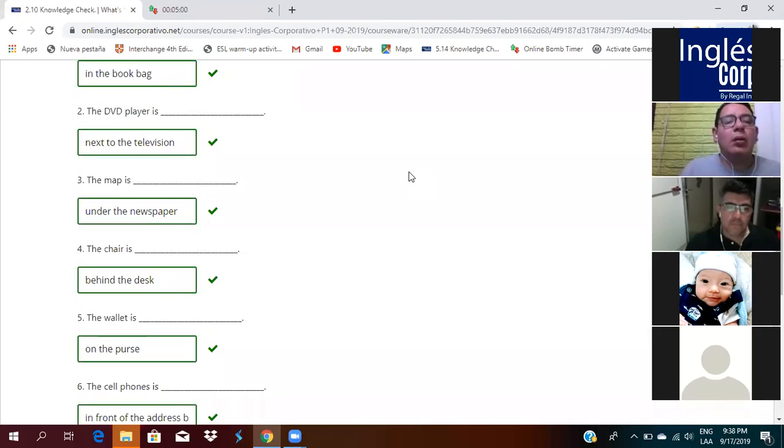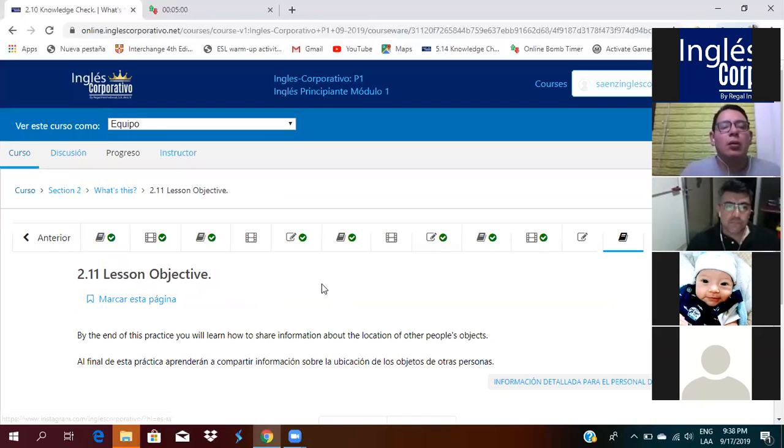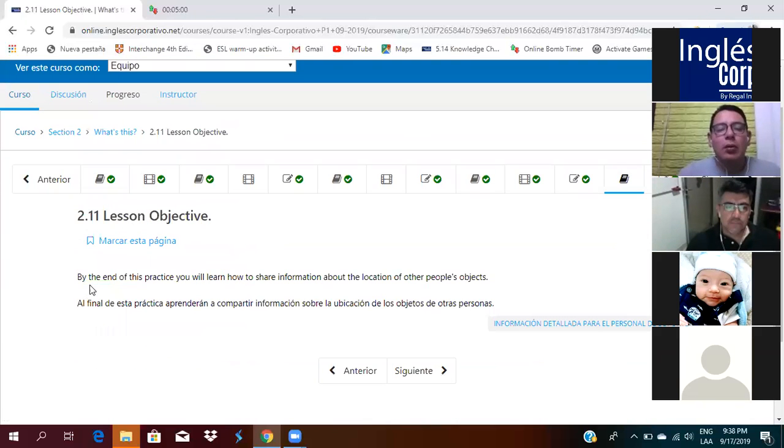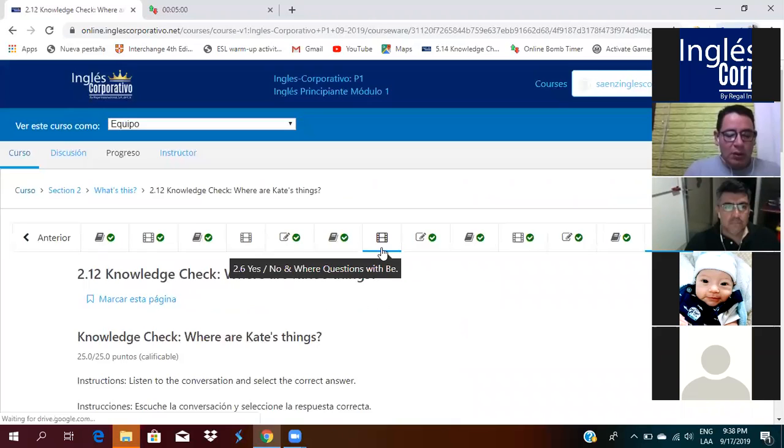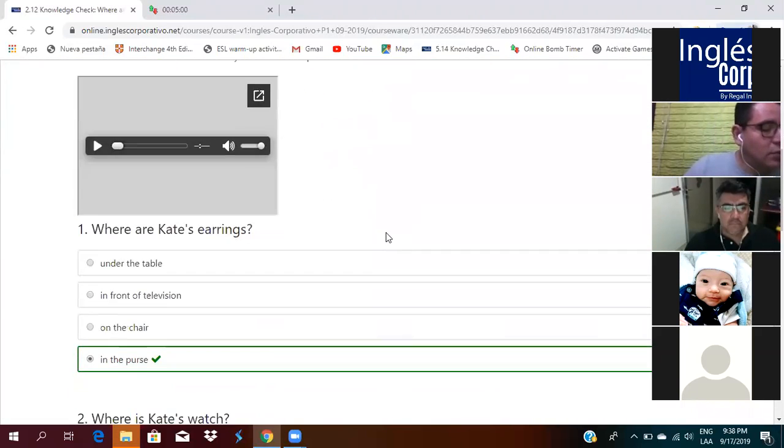All right. Now we are going to continue with the next activity. Please pay attention. By the end of this practice, you will learn how to share information about the location of other people's objects. Al final de esta práctica, aprenderán a compartir información sobre la ubicación de los objetos de otras personas. Listen, please.